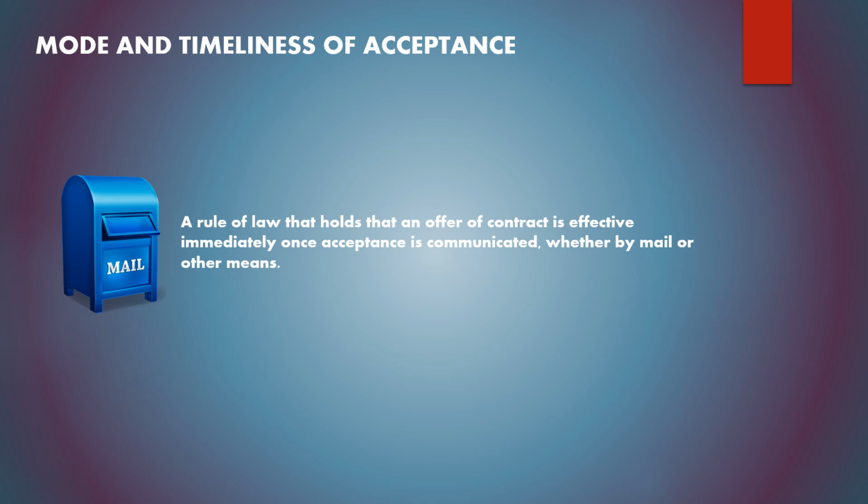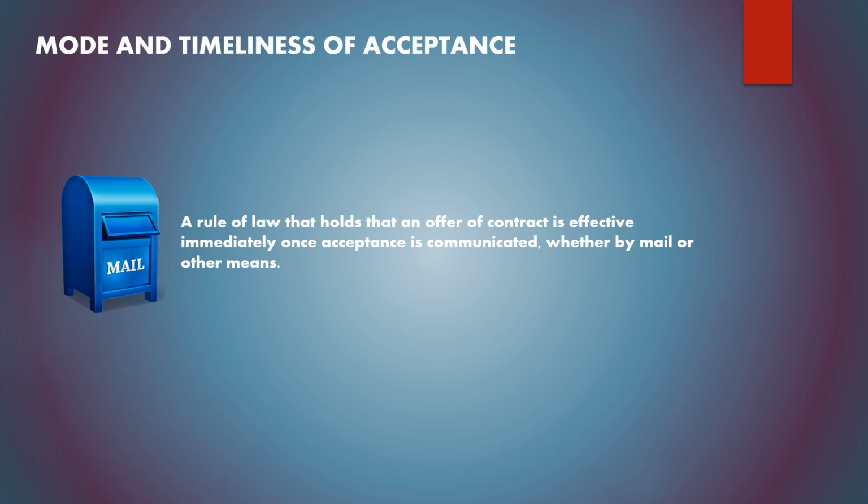Now, there are a couple of requirements with the mailbox rule, particularly going old school. Requirement number one for it to be in effect is that you have the proper address on the envelope. Second is that you have the proper postage on the envelope. Those are the two big requirements. And if you've met those requirements under the old school mailbox rule, you're good to go.